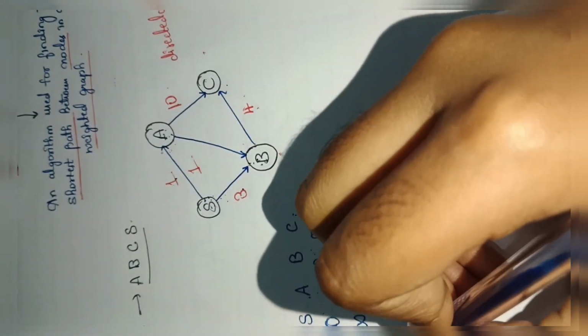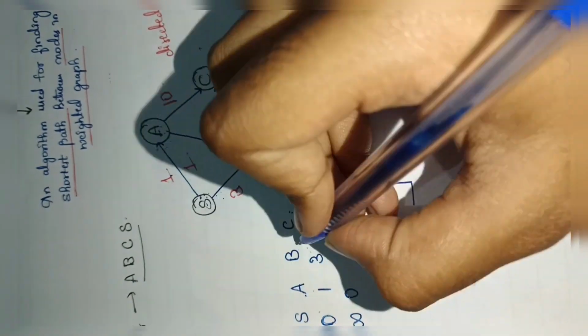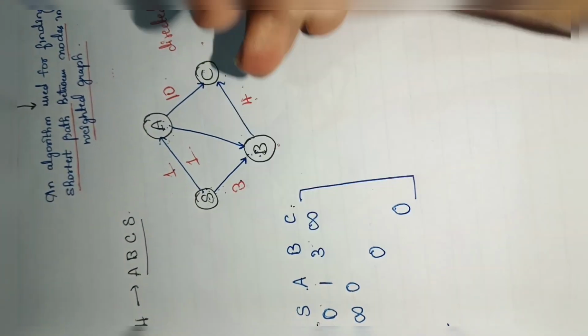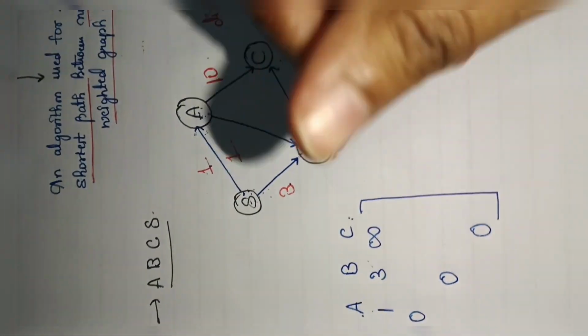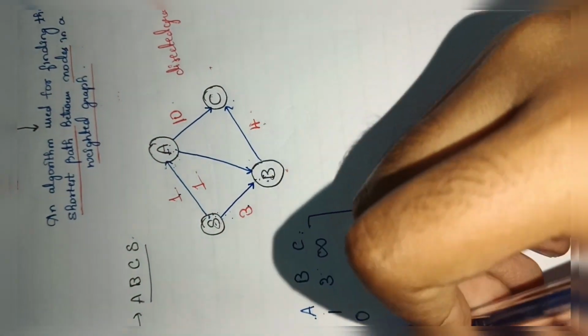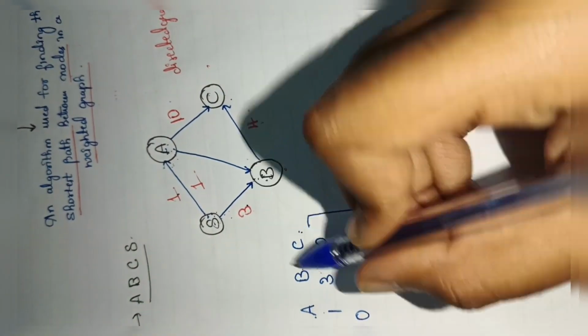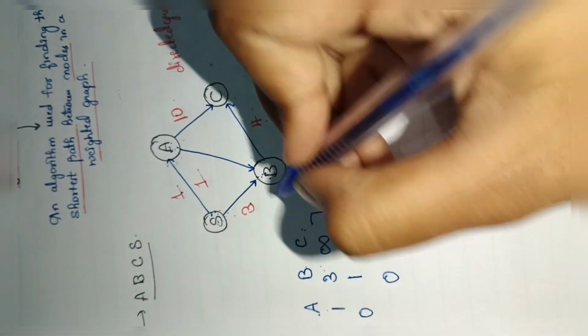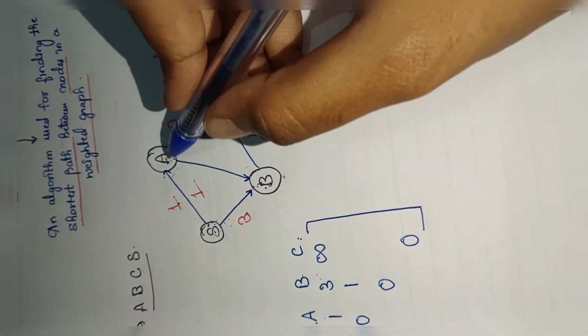And let's just write for B to B also, let us take it as 0, and C to C also let us take it as 0 for avoiding confusion, because there is no directed in this, so we'll just take it as 0. And then from A to B it's 1. From A to C, again it's 10.